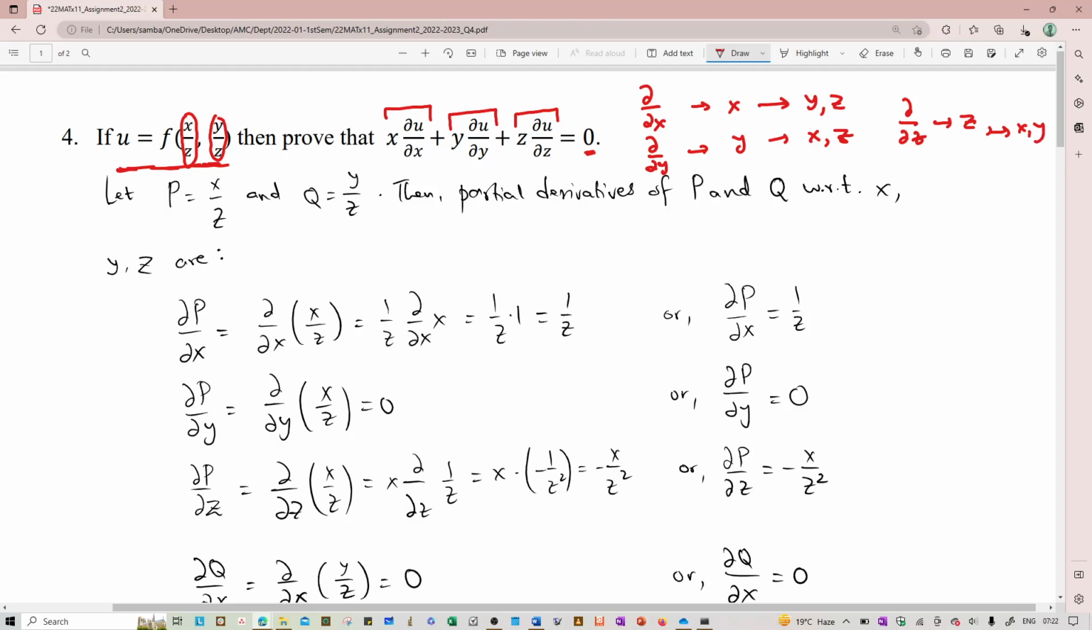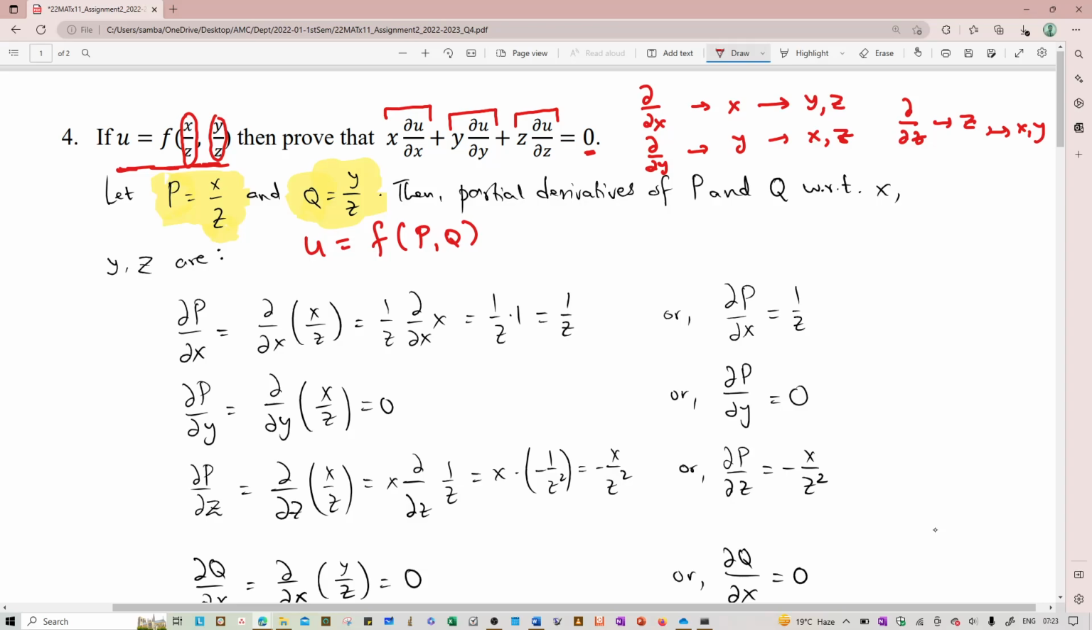Okay, now having said that, let's get down to the solution of the problem. We first start by creating two artificial variables p and q. Let p be the first composite variable, x by z, and let the other composite variable, y by z, be named q. Now why do we do that? Because once you do that, the function u becomes equal to f of p comma q, and we know how to deal with this kind of function having two variables.